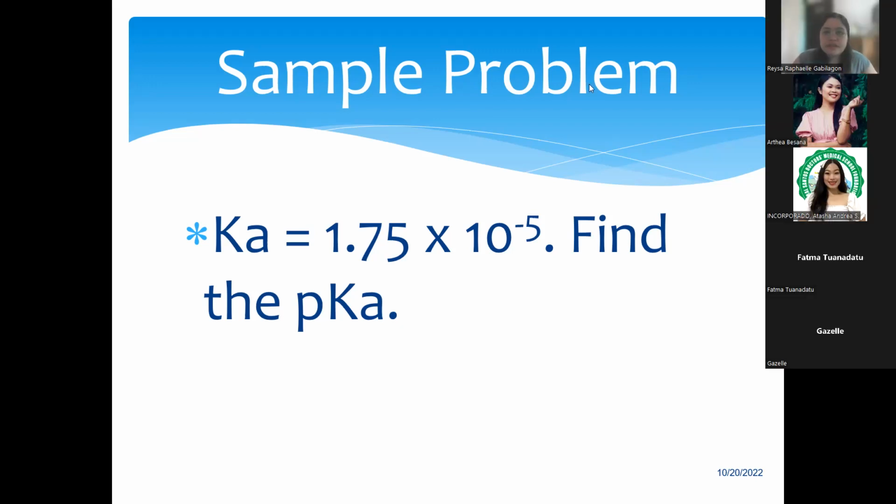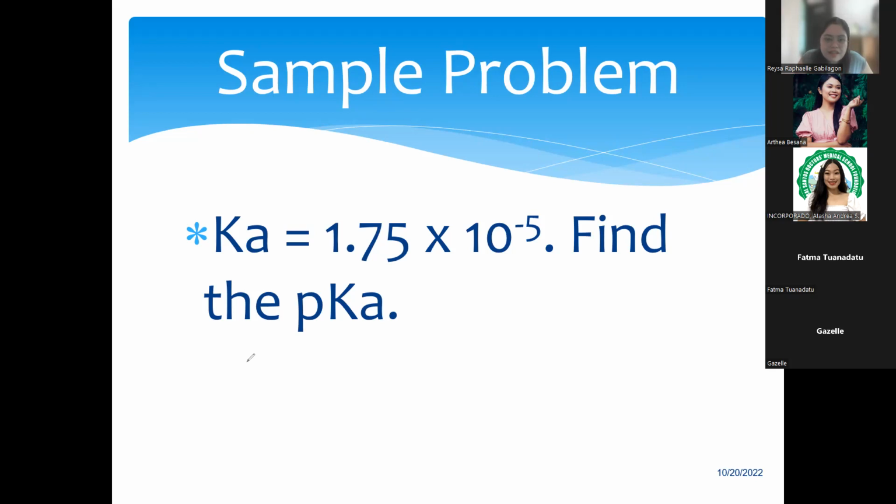Okay, what's the answer? 4.76. 4.75. Talaga. Sige daw.